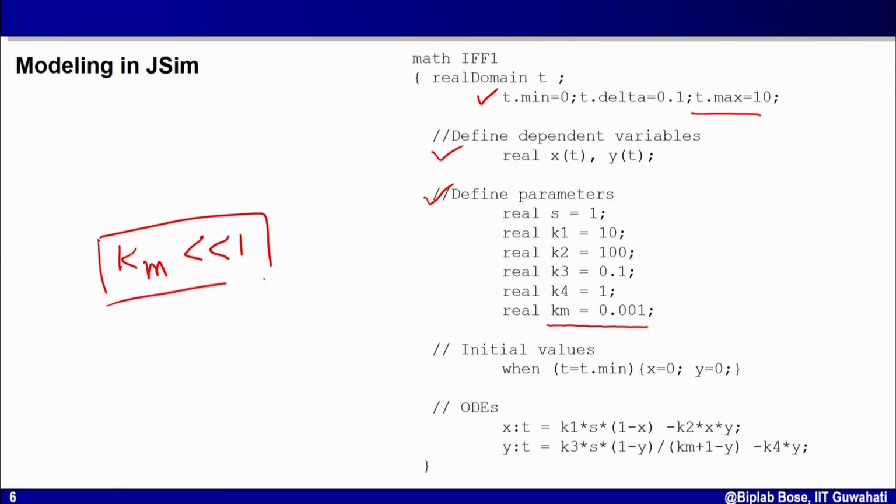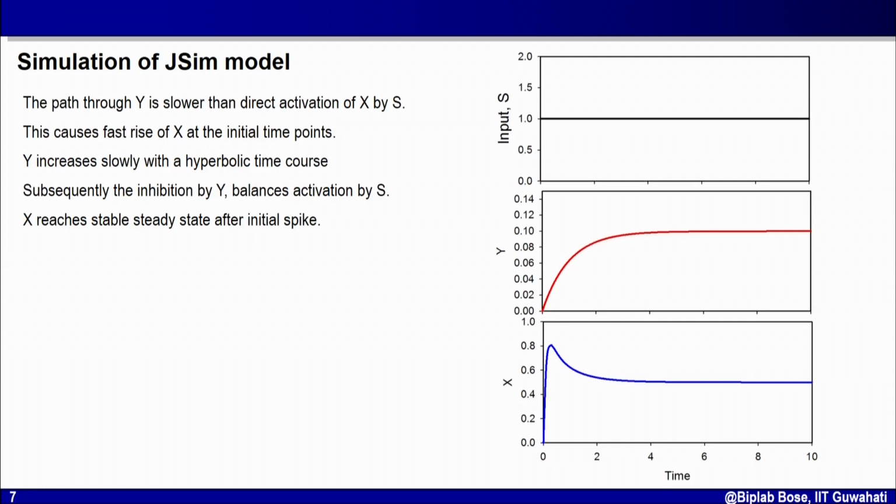So to satisfy that, I have kept km equal to 0.001. Then you define the initial values and then the ODEs. So if you compile this code and then run, you will see the behavior of x and y, and that I have shown here. So this is my input signal. Signal of input s equal to 1.